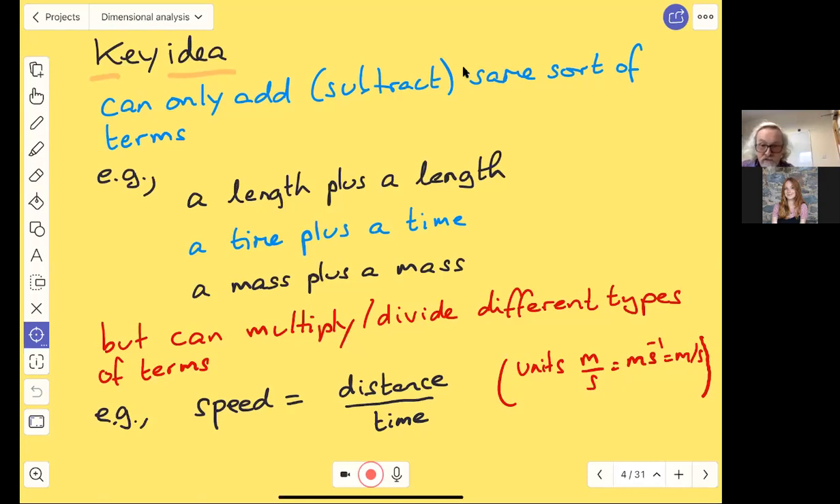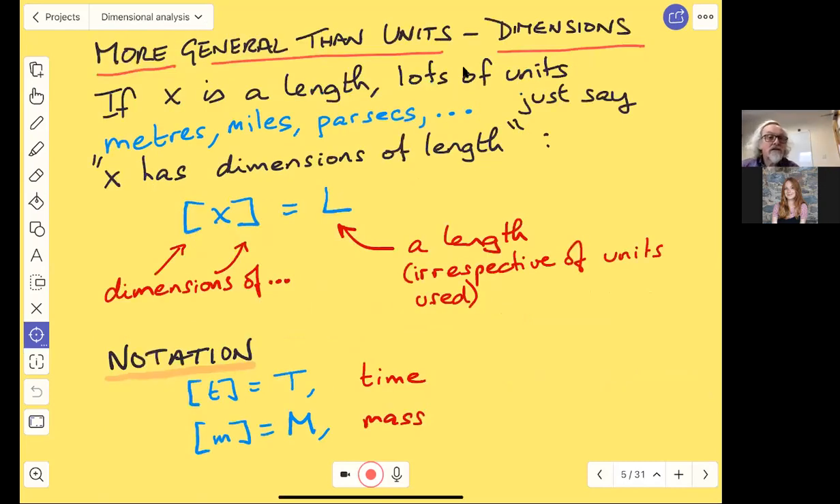So I hope everybody's completely happy with this, because it's the basic idea of the talk. You can't add or subtract different types of quantities, but you can multiply and divide different types of quantities. As long as you're happy with that, everything will be fine. Okay. So I'm not going to be using units.